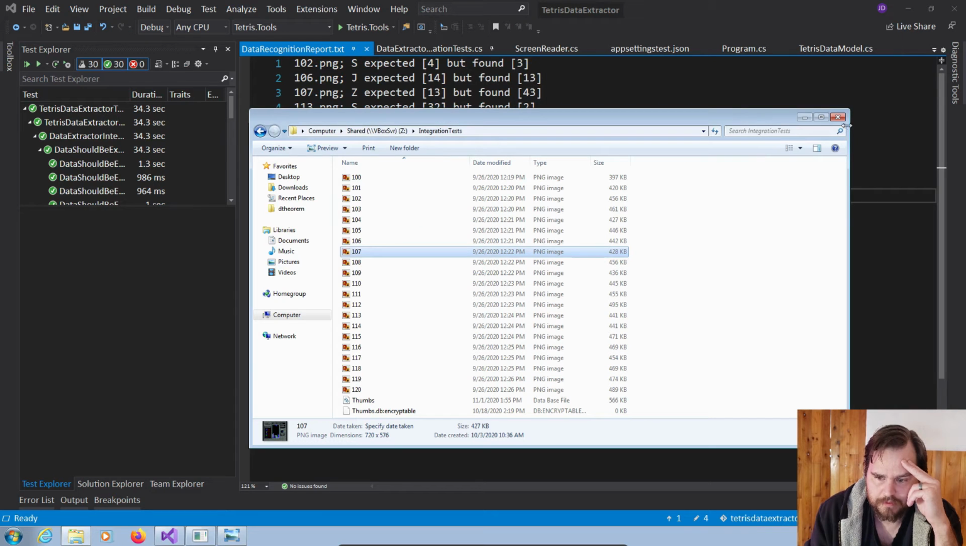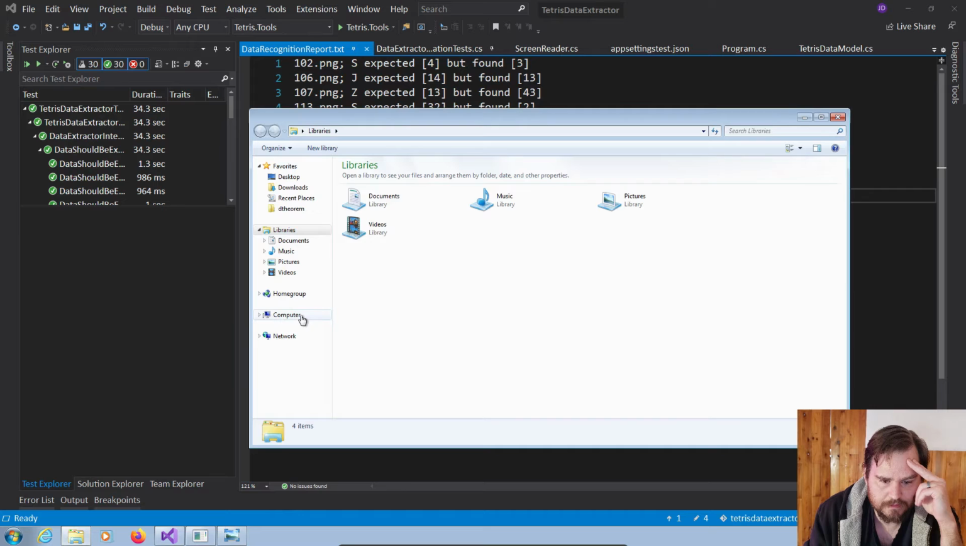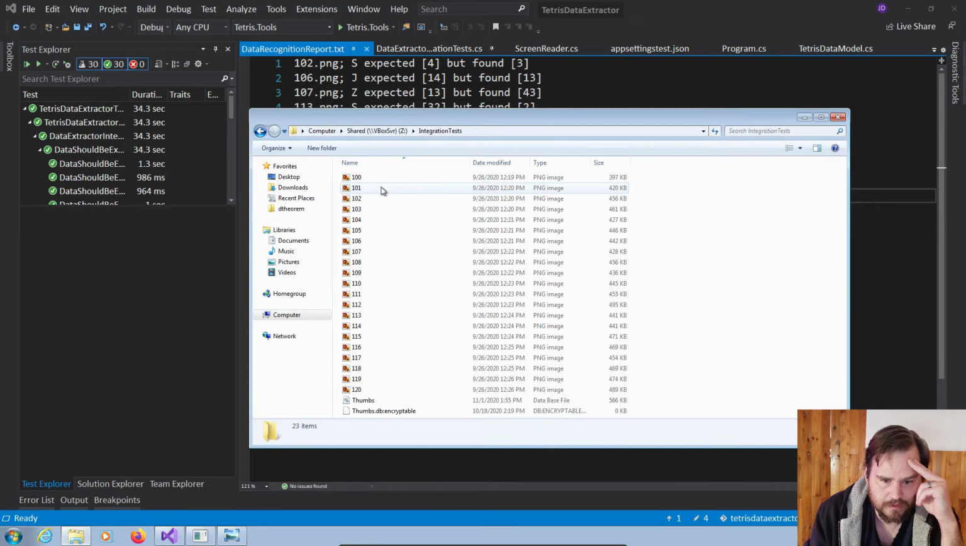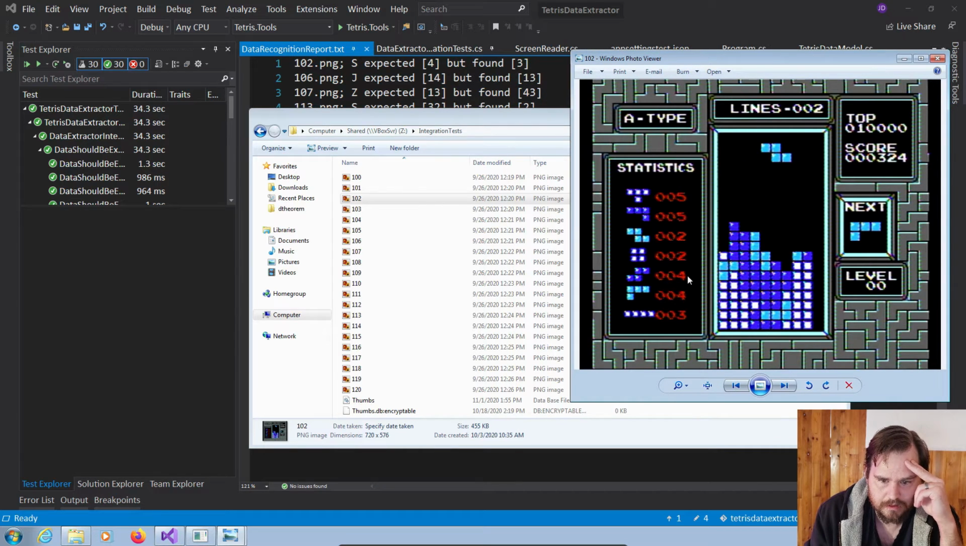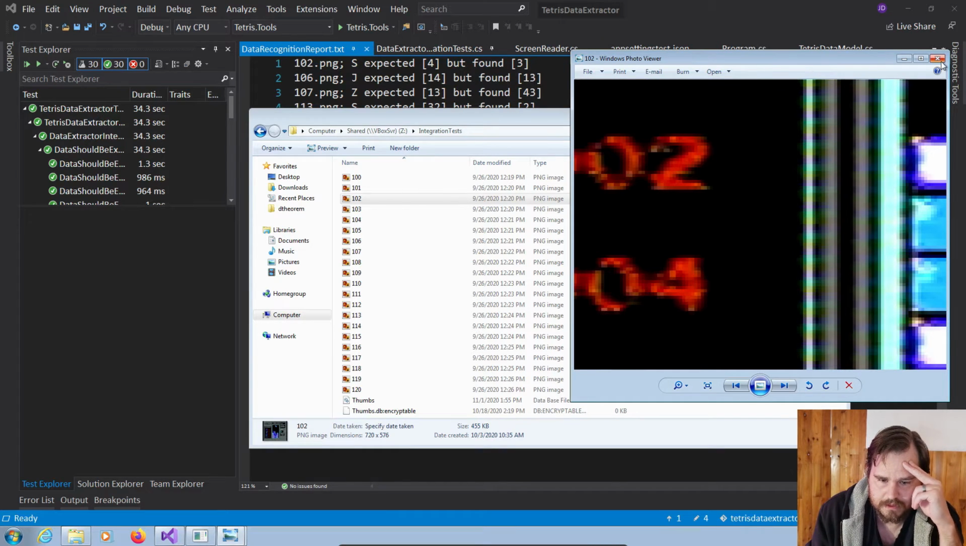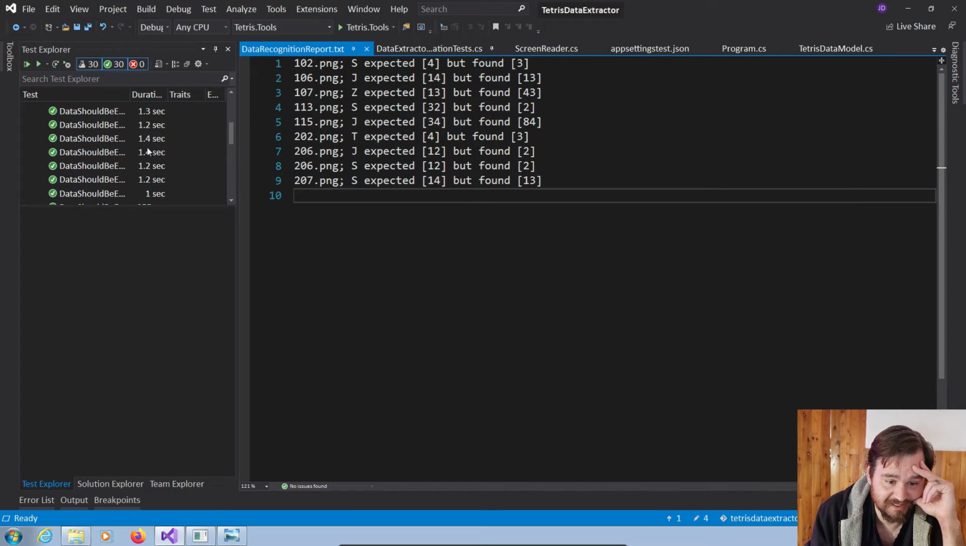Okay. Well, we have a few things to fix. So the 102, let's go back there. 102, the S was supposed to be 4, but we found 3 here. Okay, let's see what's happened. The other thing I should point out is that we are taking over 1 second to figure all these things out. And that's not great. So hopefully we can make that faster. But let's get things working first.